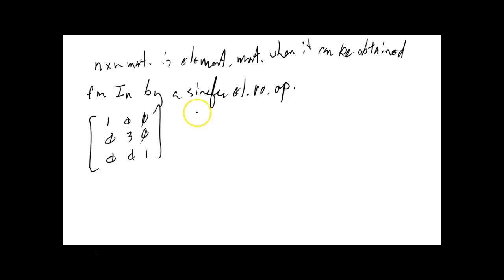Here's B. 1, 0, 0, 0, 1, 0. Is that an elementary matrix? Absolutely not. Why not? The first thing it said about an elementary matrix is that it has to be square. This is not square, this is rectangular.